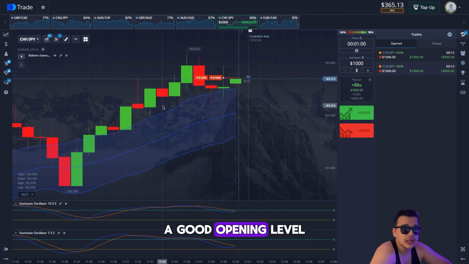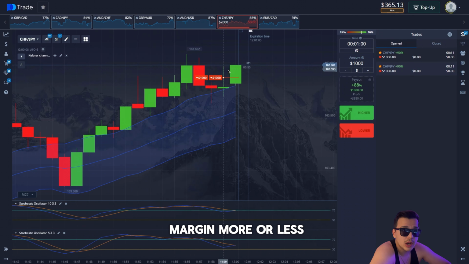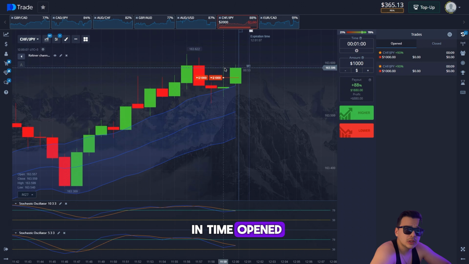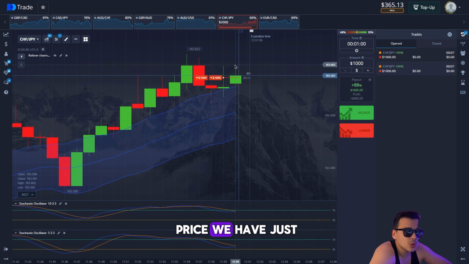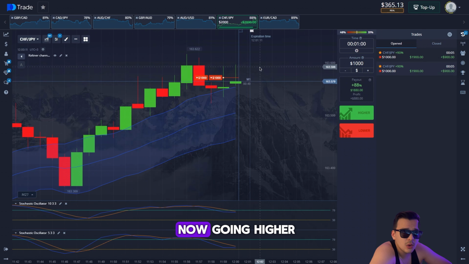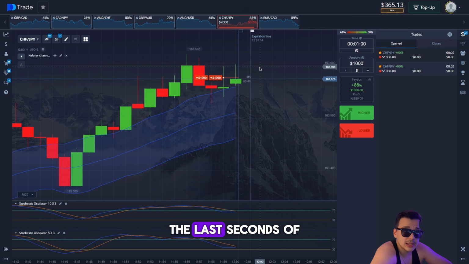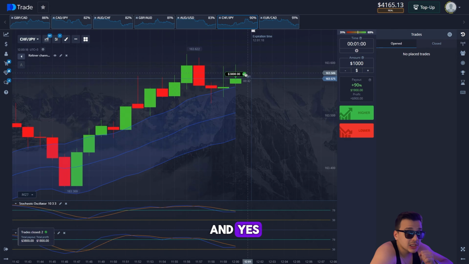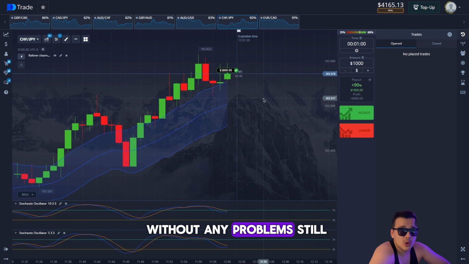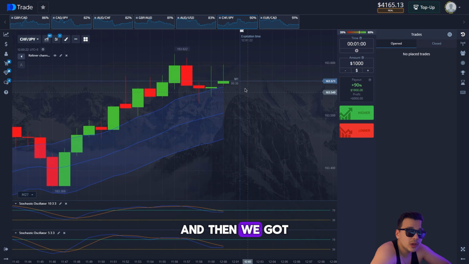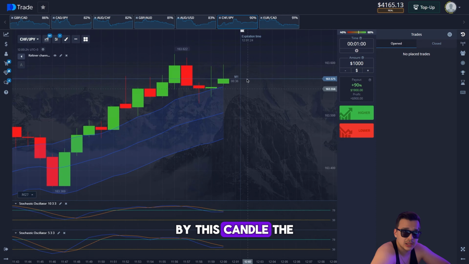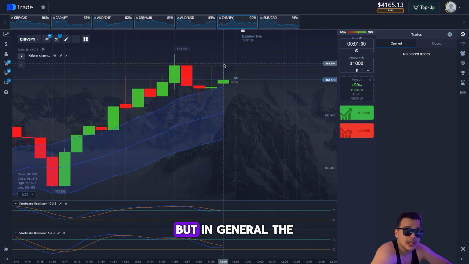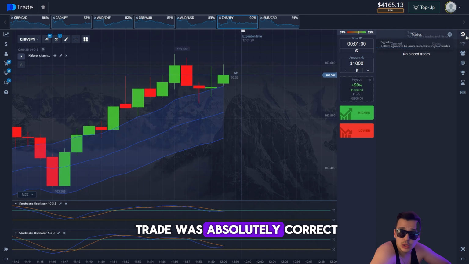A good opening level, there is a small margin more or less in time. Opened, as we see, the price is just now going higher. The last seconds of our trade, it's quite a tense moment. And yes, trades closed in plus without any problems. Still, at the end, we got a little bit scared by this candle. The price went up, but in general, the trade was absolutely correct.